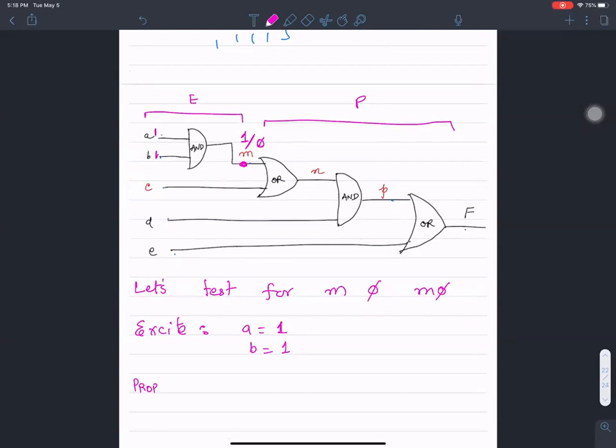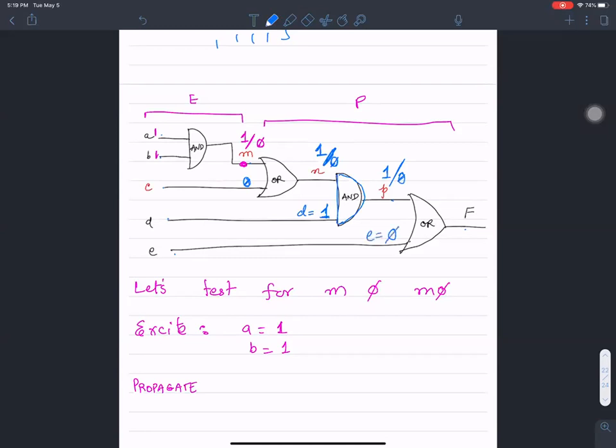Let's do the next step as well. Let's propagate. In order to propagate, I choose to apply a value of 0 on this input. That way, in the presence of a fault, 0 or 0 is going to give an output 0 of this OR gate, and the OR gate here is going to give me a 1 in the absence of a fault. So I preserve that. Now I pick a value of 1 for the input D here, so that this AND gate gives me an output of 1 in the absence of a fault and 0 in the presence of a fault, and so on.